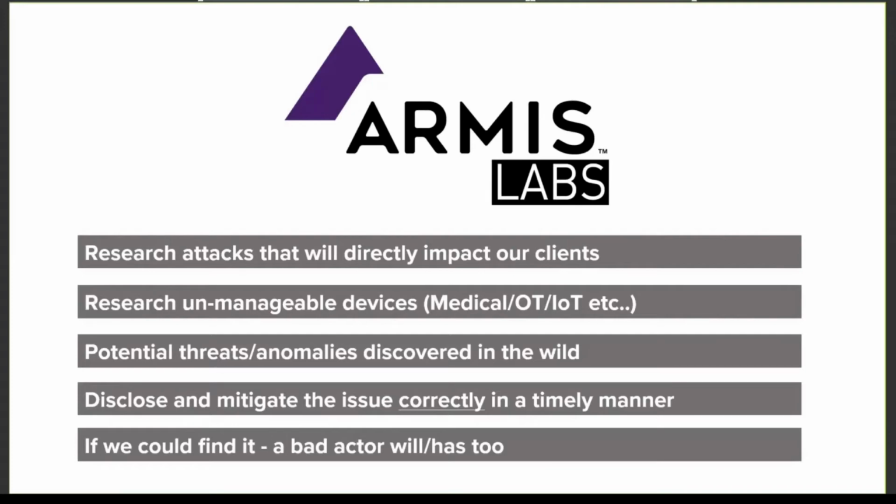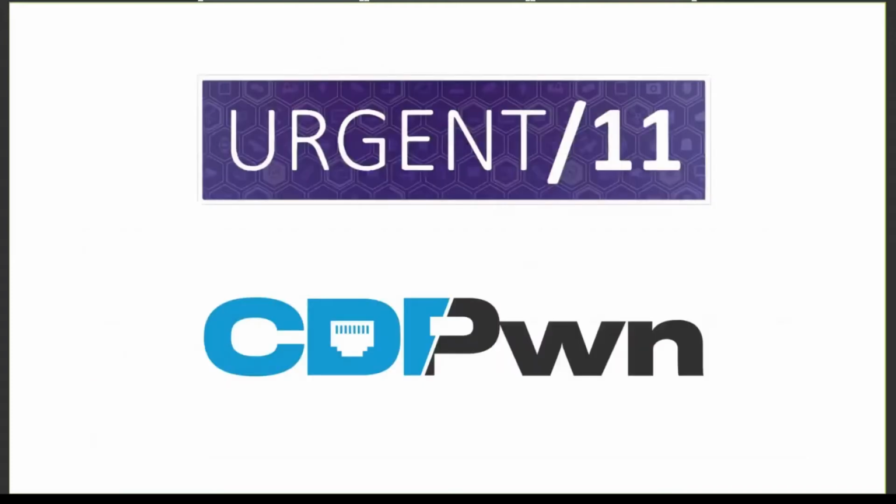So let's dive deep into the two case studies that I'm going to talk about. The first one is Urgent 11. Basically, it's a class of vulnerabilities that we found that affects an operating system called VxWorks, owned by a company named Wind River. I'm going to go into detail in just a bit. The second is CDPwn, which affects tons of Cisco products, VoIP phones, networking equipment, that kind of thing. CDPwn affects the medical industry indirectly, and Urgent 11 affects medical devices directly.